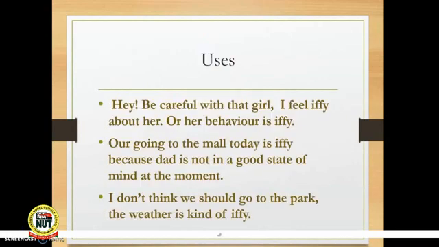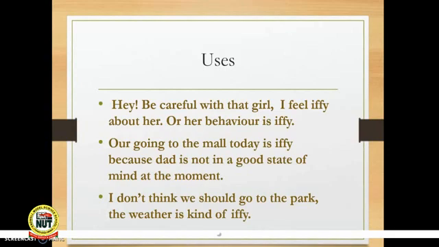Uses: Hey, be careful with that girl. I feel iffy about her. Or, her behavior is iffy. You know, when someone is kind of crafty and you're not comfortable with this person or with the person's attitude. So you say, hey, I feel iffy about this person. I'm not comfortable around her. I'm not certain about her attitude.